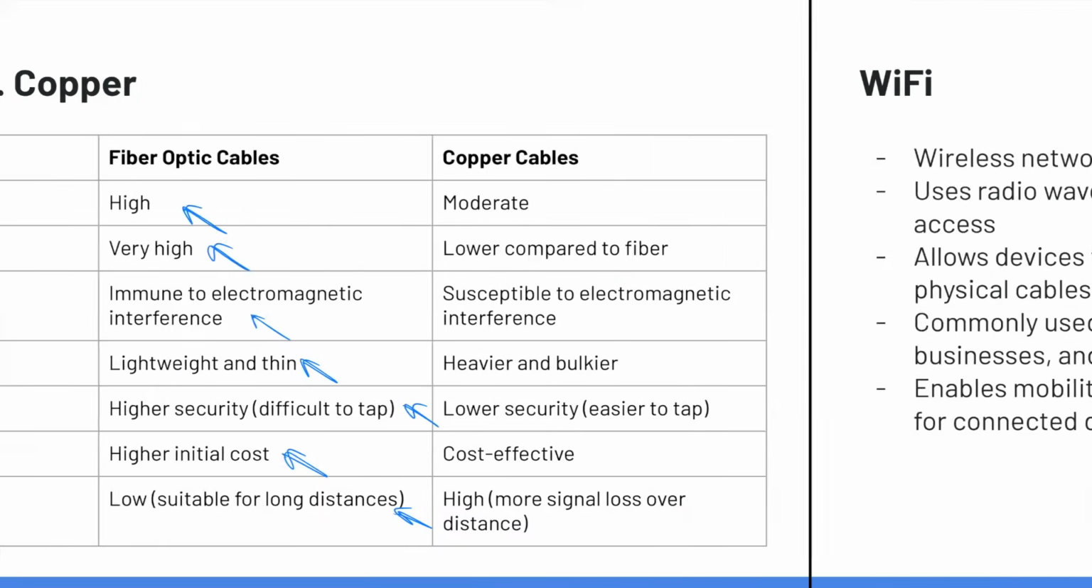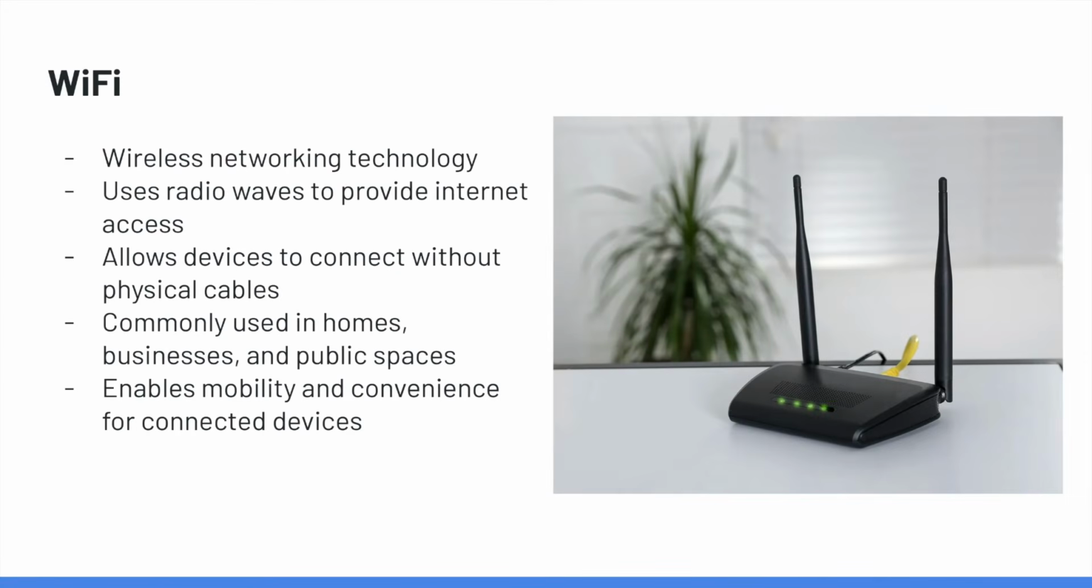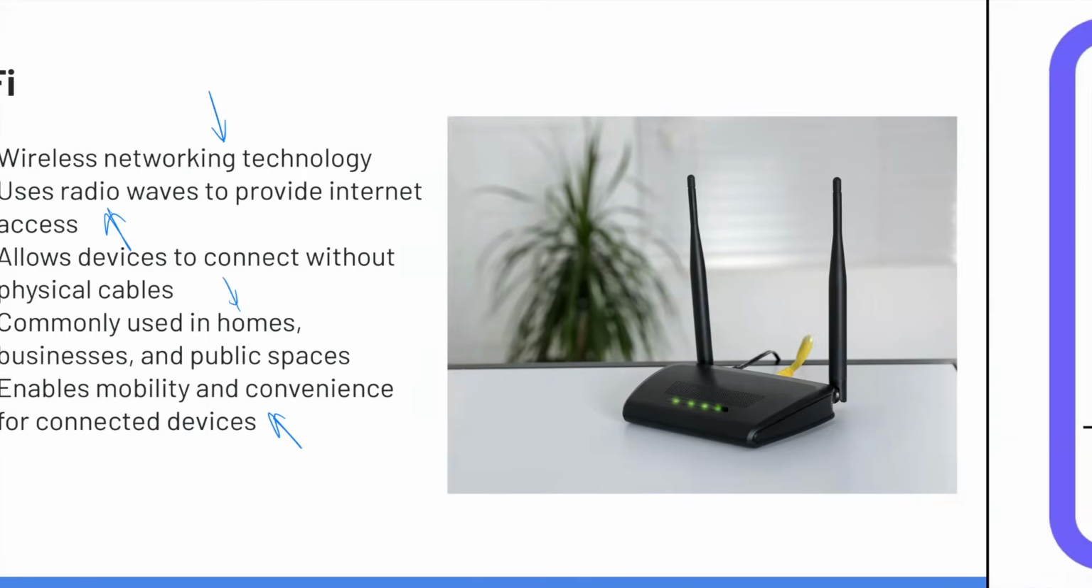Now, next we're going to talk about Wi-Fi. This is something that I think everyone is aware of, and in this section, we don't need to delve too deeply into what Wi-Fi actually is. But it's basically a wireless networking technology, and we use radio waves to provide internet access, but also in order to allow computers to connect to a network. It's commonly used in homes, businesses, and public spaces, and allows mobility and convenience for connected devices. Basically, all those advantages we talked about of wireless networks.